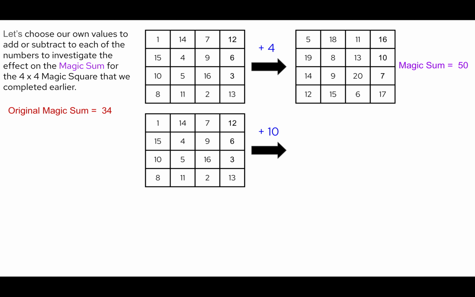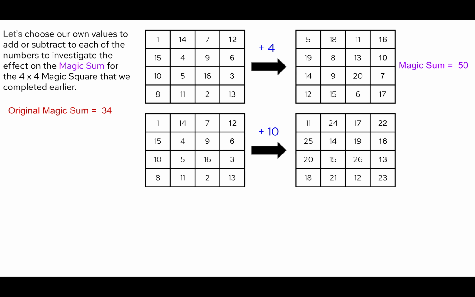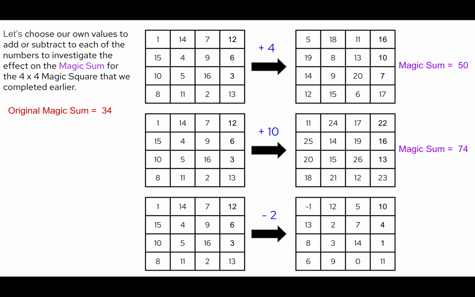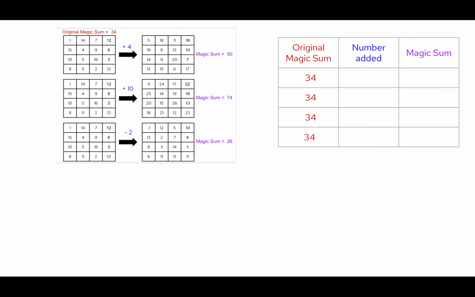Okay, so now let's do another one, but this time I'm going to add 10. And my new magic sum is 74. And now I'm going to add a -2, and my new magic sum is going to be 26. Okay, I'm going to shrink this. There it is. And again, we're going to make a table. Sometimes, again, it's easier to see our patterns in a table.